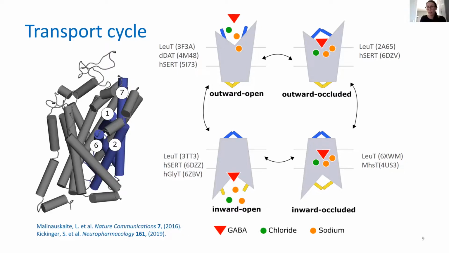The transport cycle roughly consists of 4 different conformational changes. In the beginning, we have an equilibrium of transporters that adopt a conformation that is so-called outward open, so open to the extracellular side. So here our substrate GABA, and then the 2 sodium ions and 1 chloride ion, which are driving the transporters, can bind. Once the substrate binds, this triggers the transporter to adopt the so-called outward occluded conformation. We have this in blue here.